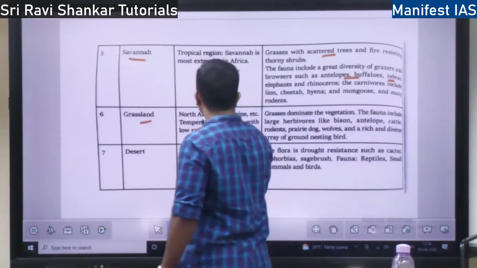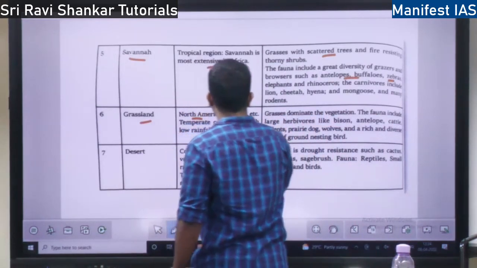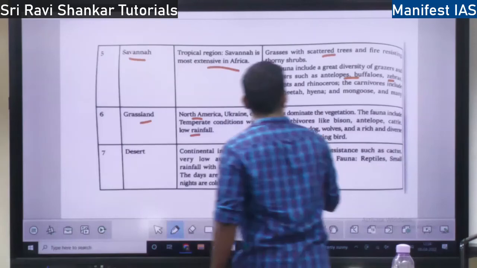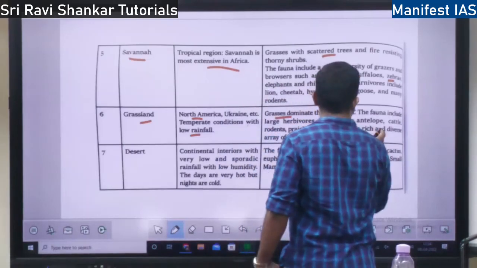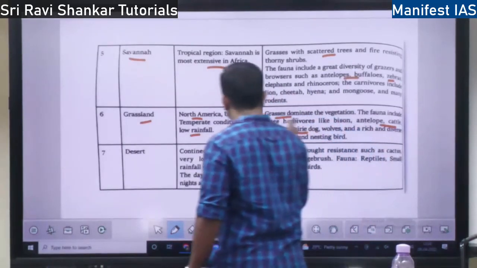Grassland you have in North America, that is prairies. So with low rainfall, grasses dominate. Antelope, cattle, these are the animals, prairie dog.